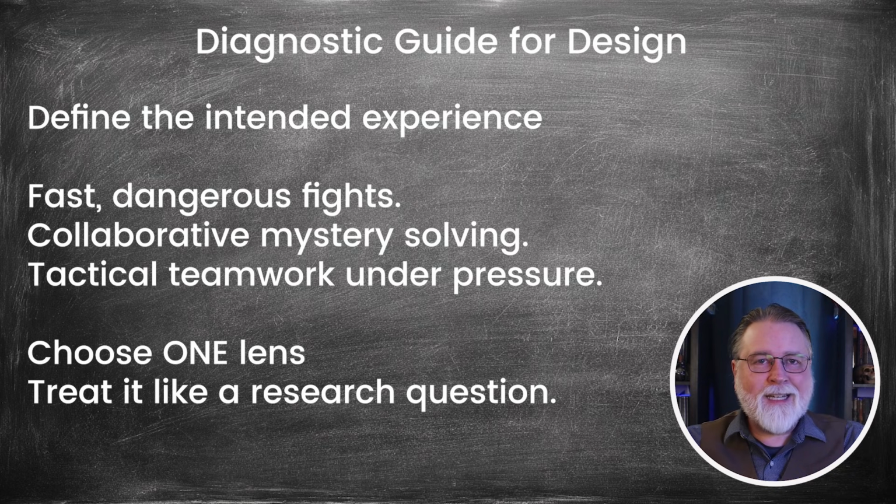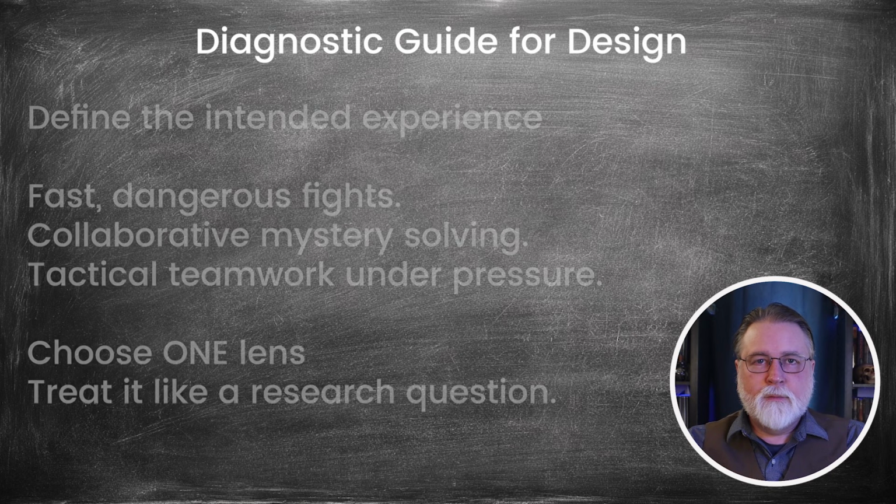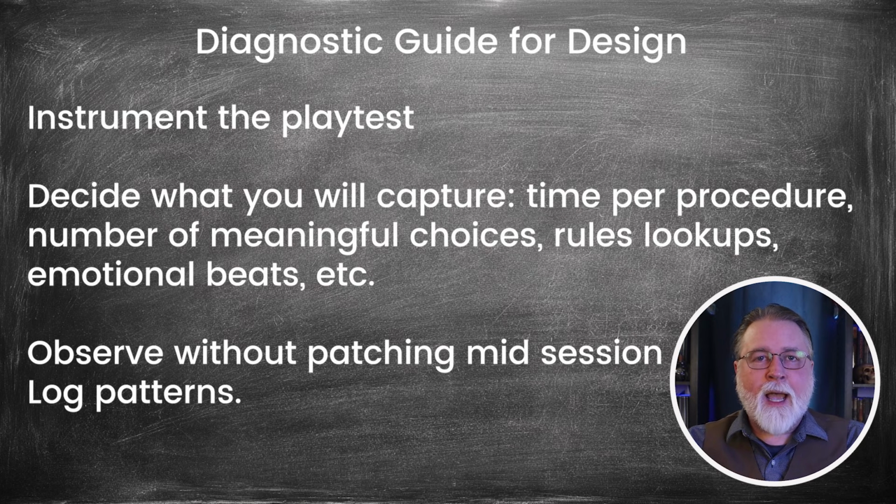You define the intended experience, one sentence: fast, dangerous fights, collaborative mystery solving, tactical teamwork under pressure. You choose one lens for this section of the playtest. You treat it like a research question. You instrument the playtest. You decide what you will capture: time per procedure, number of meaningful choices, rules lookups, emotional beats, depending on what you're looking for.